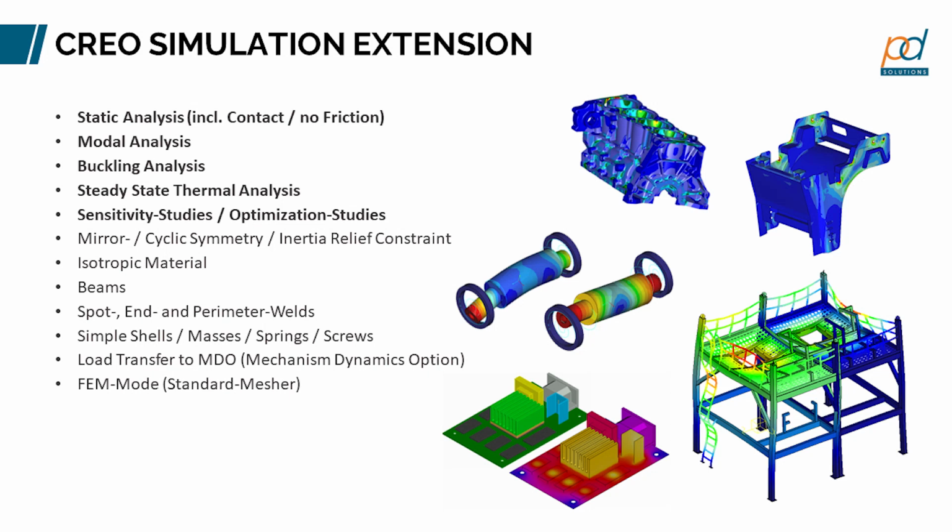Now, I mentioned earlier, just before we move ahead, that there is this essentials package. You can say that the essentials package is just the first part of the simulation extension. So it only allows you to do static analysis, though not including contact. So every copy has this Creo simulation extension with static analysis, but when you actually purchase the extension, you get the much more comprehensive range of capabilities.